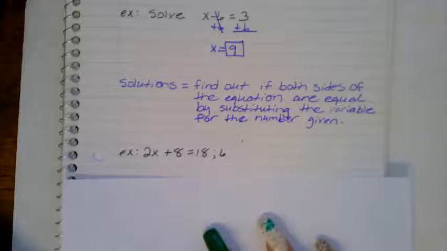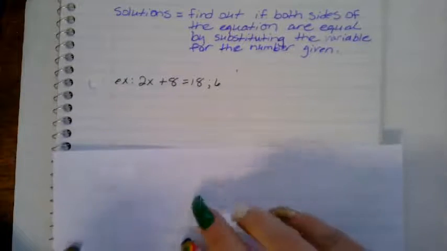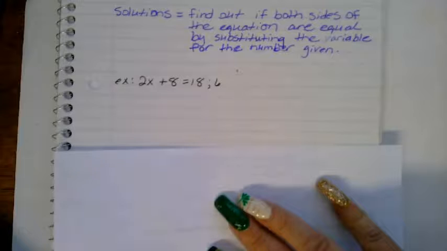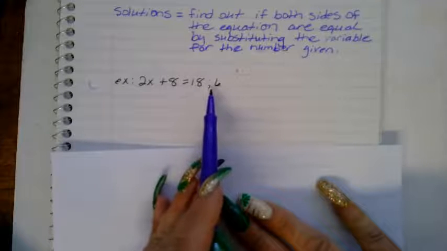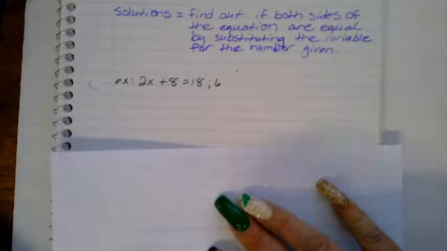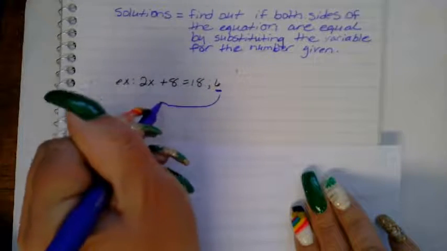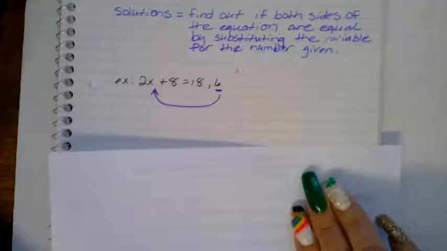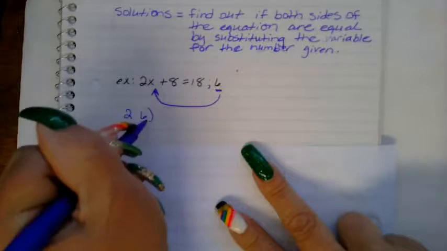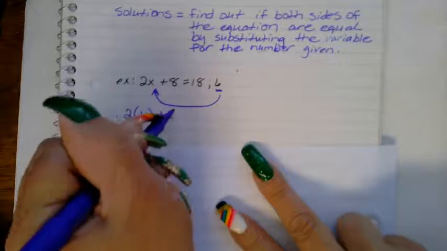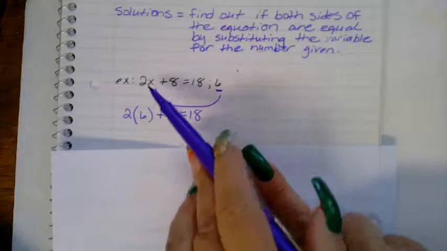And let's look at this. So this would be an example of a solution problem. You're going to get something like this. 2x plus 8 equals 18, and then you have this funny looking thing that's a semicolon and a 6 behind it. That just means that we're taking this 6 and we are plugging it in to where that x is, okay? So when we rewrite it, it's going to look like 2 times 6 plus 8 equals 18. We're just putting the 6 where that x is, okay?